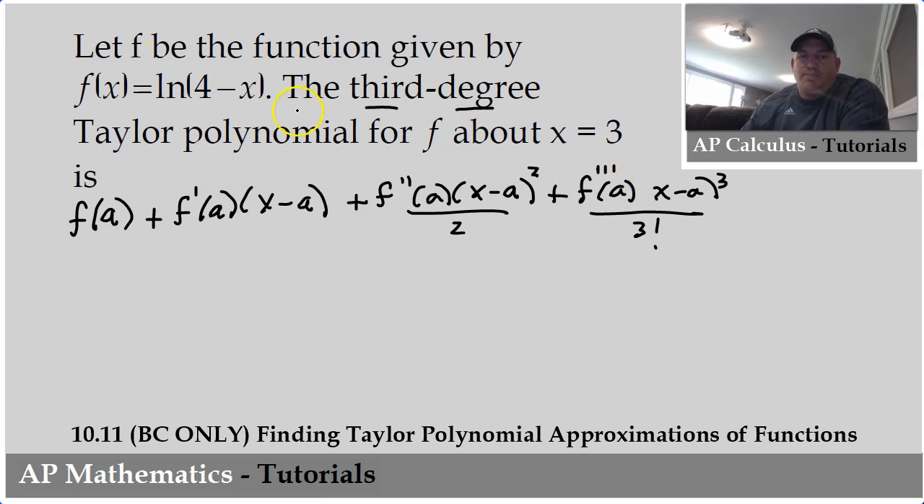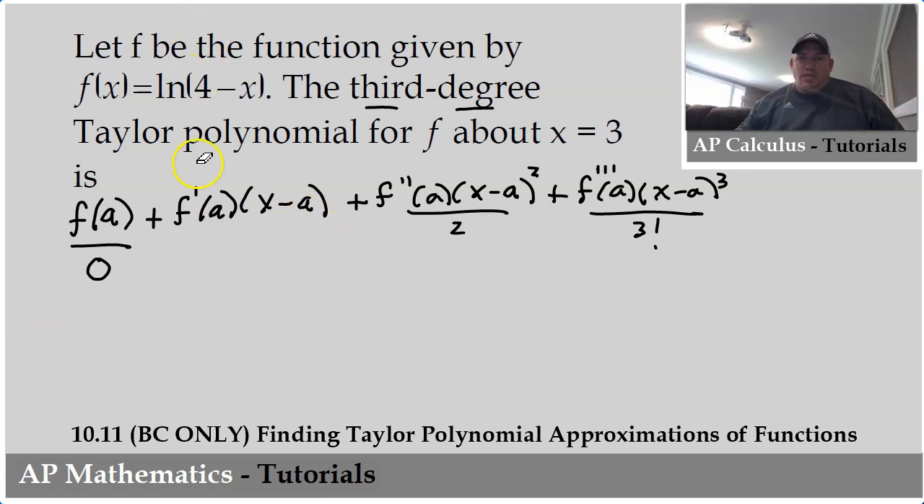So in our problem, we need to take multiple derivatives of the function natural log of 4 minus x. We also need to evaluate it exactly at 3 for the first part of the actual Taylor polynomial. So natural log of 4 minus 3, or the natural log of 1, would be 0. So this term here would be 0. In all the other cases, the a's are going to be replaced with the number 3.